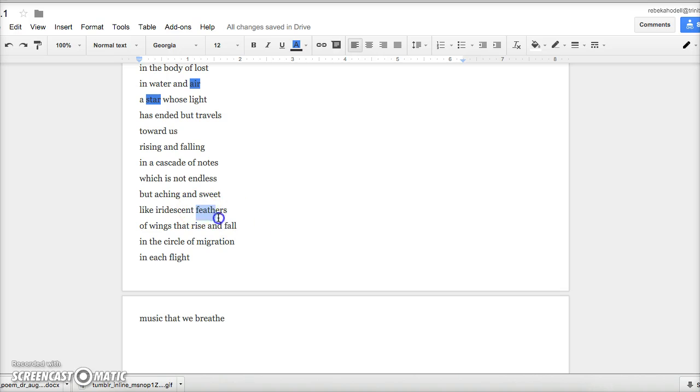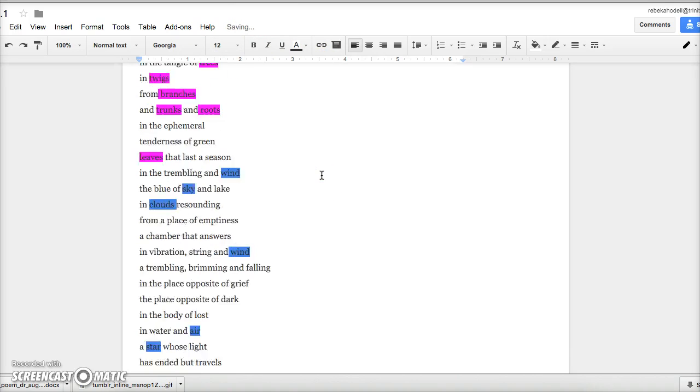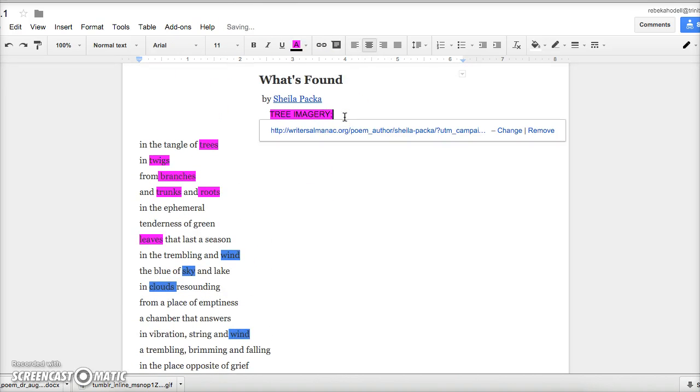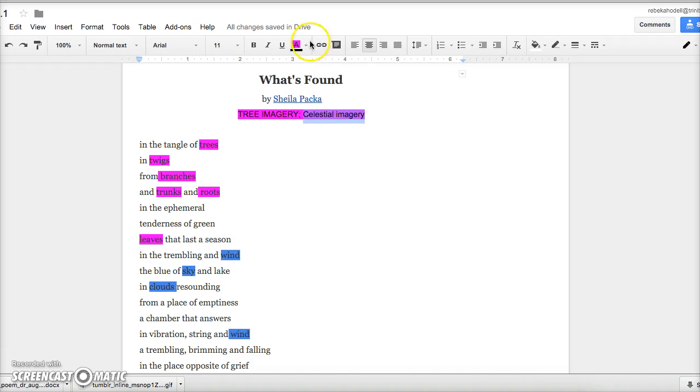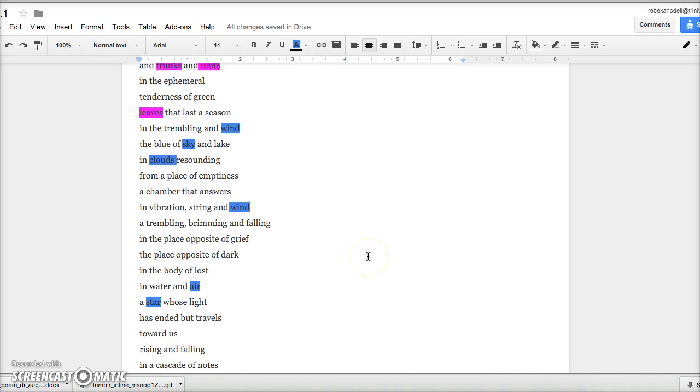And I might even go ahead and give feathers of wings that rise and fall. That to me is still celestial imagery. It's something that takes place in the air. So I'm going to call it that because I like that new term, celestial imagery. Notice that I'm not just saying imagery, because that won't help me at all later when I have so many different kinds of imagery.